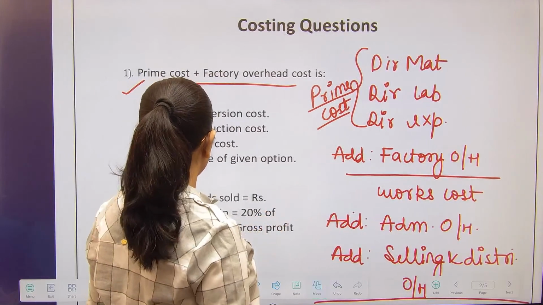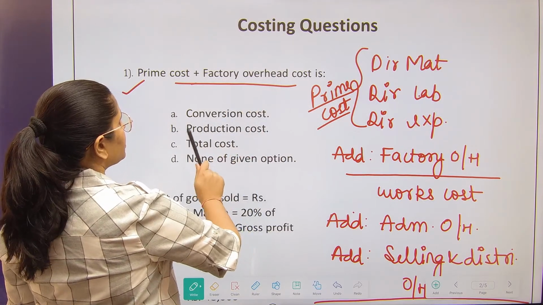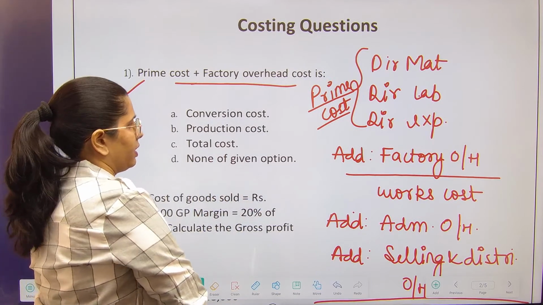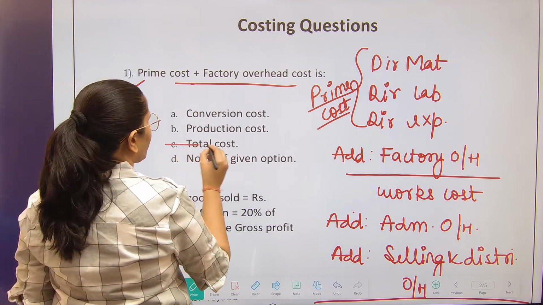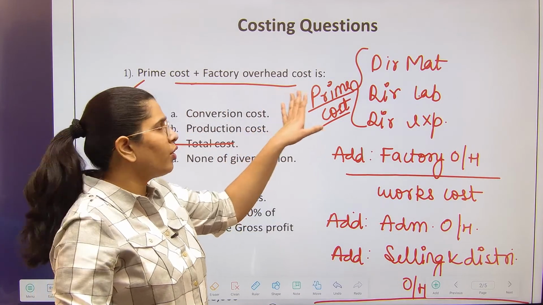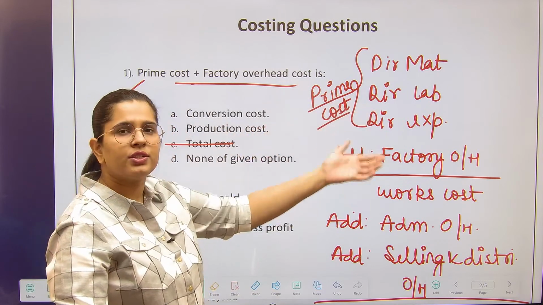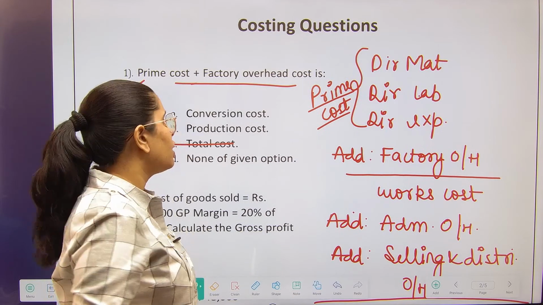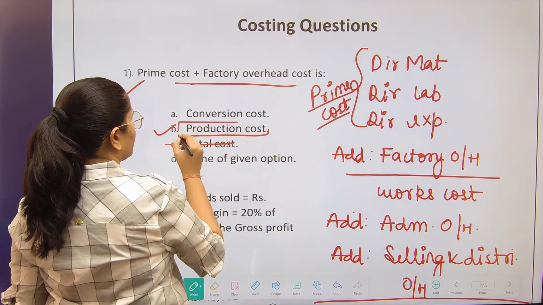See, prime cost plus factory overhead is: conversion cost, production cost, total cost, none of the above. Correct? So here, total cost cannot be the answer because I have just added factory overhead cost, right? Your conversion cost relates to your direct labor, direct expenses and all those things. These are your conversion costs. So the appropriate answer over here is production cost.